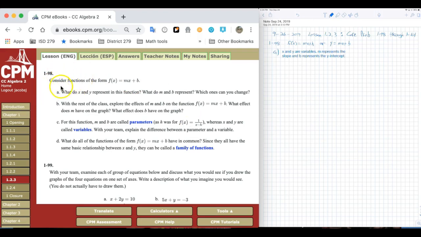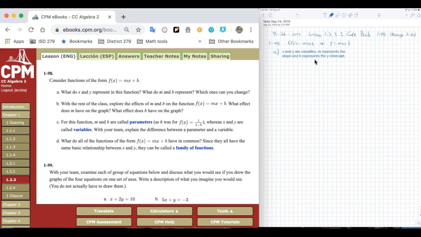So, question 98. Consider functions of the form f of x equals mx plus b. I want you to remember that f of x notation is the same as y equals notation. So we've got y equals mx plus b. Part A says, what do x and y represent in this function? What do m and b represent? Which ones can you change? Well, x and y are the variables. m represents the slope and b represents the y-intercept.